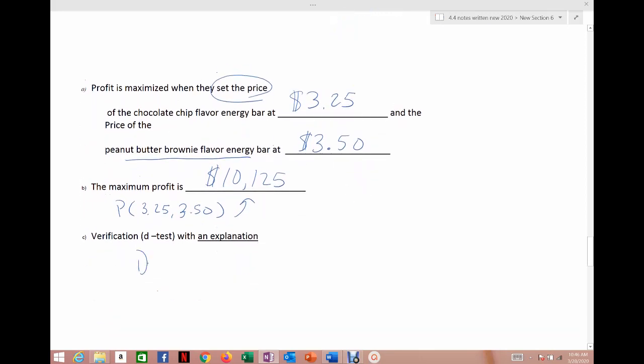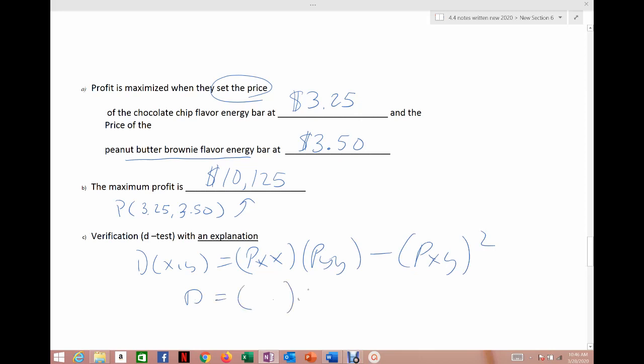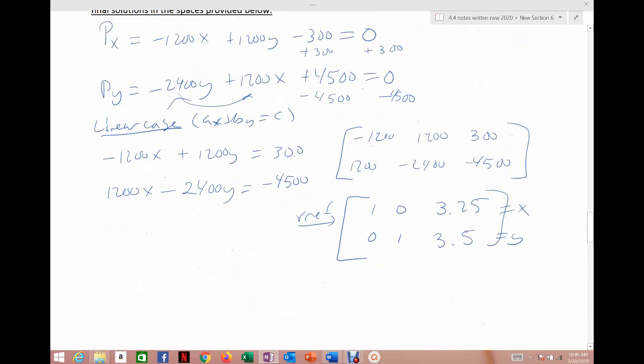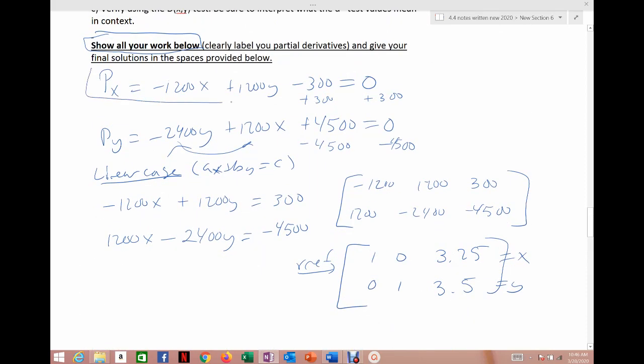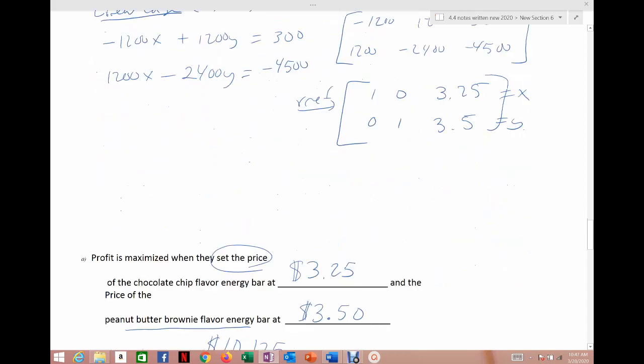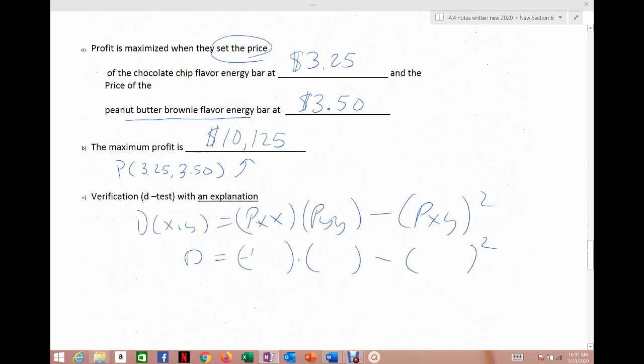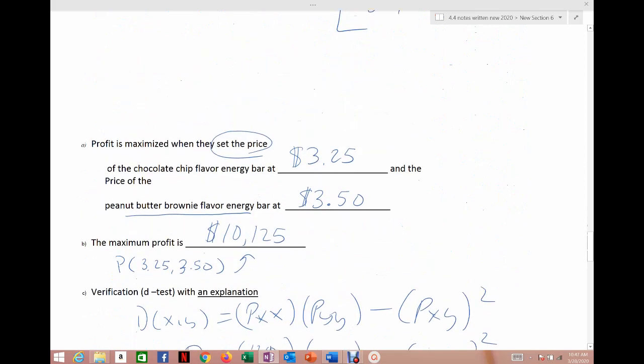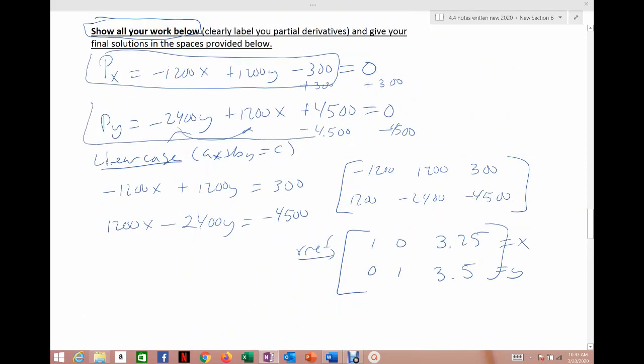The D-test, remember, is the second derivative with respect to x times the second derivative with respect to y minus the mixed derivative squared, which again, in the linear case, will just be numbers that we will multiply out. So for the second derivative, I look at my x first. Taking its derivative with respect to x gives me negative 1200. Second derivative with respect to y, I look at the y one, taking its derivative with respect to y, negative 2400.